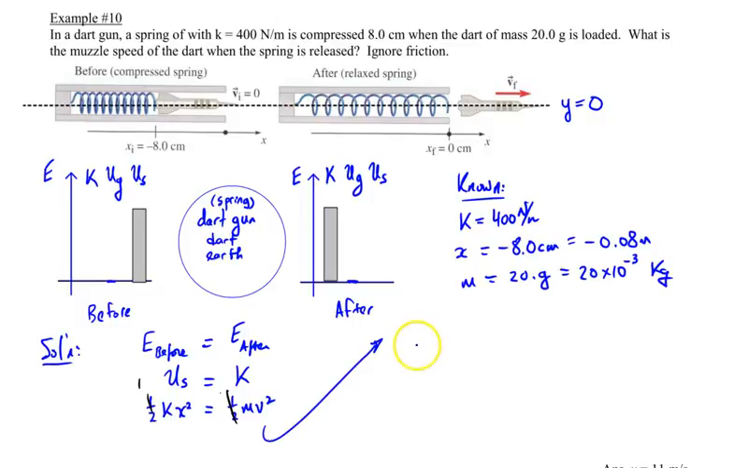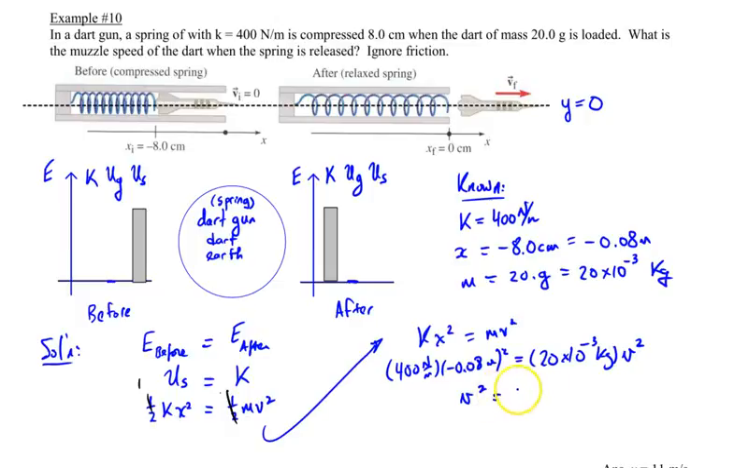So now we're ready to substitute in here. Let's just rewrite that over here. So we have kx squared equals mv squared. k is 400 newtons per meter. x is -0.08 meters, squared. And then we have the mass, which is 20 times 10 to the power -3 kilograms, and then our velocity squared. Solving for v squared, we get 128, and then v would be equal to the square root of 128, and v would be approximately equal to 11.3 meters per second.